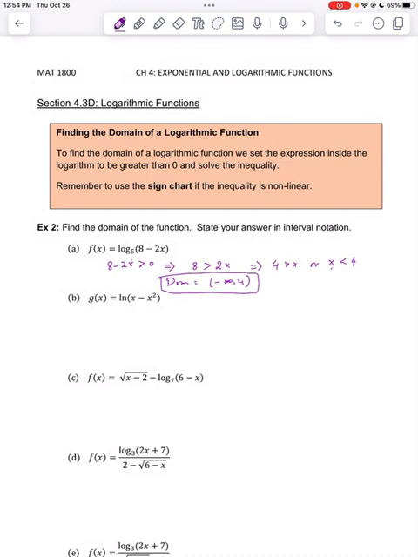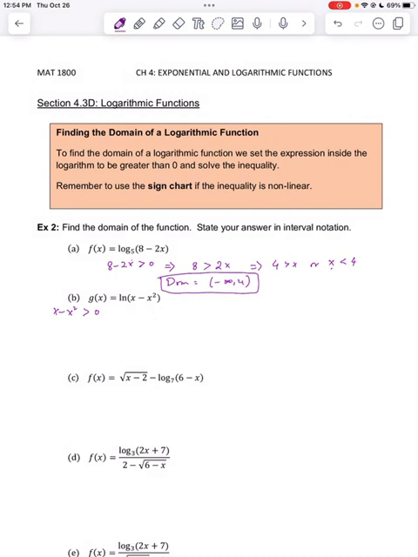Okay, the next expression, g of x is equal to ln of x minus x square, where ln means natural logarithm. So this is also a log problem, which means we start by taking the x minus x square and we have to set it greater than 0, and we have to now solve it.